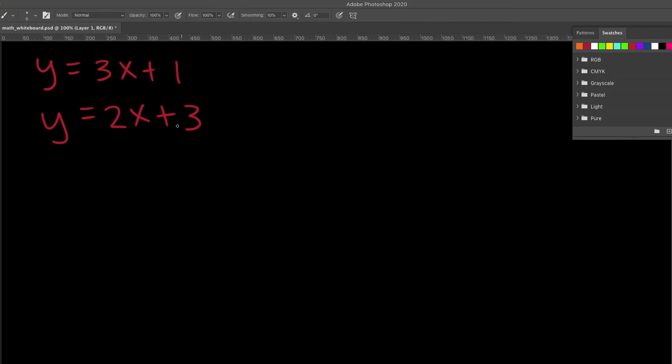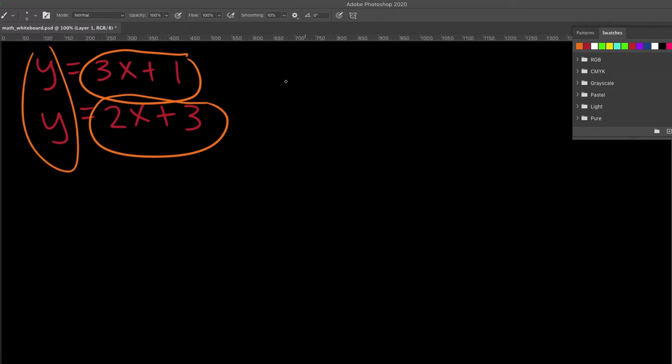Okay, so with substitution, we want to solve each equation for the same thing. Now luckily, both of these are solved for y, so I can simply take this and set it equal to this because they're both equal to y. Okay, so I'm going to start with that. I have 3x plus 1 equals 2x plus 3.